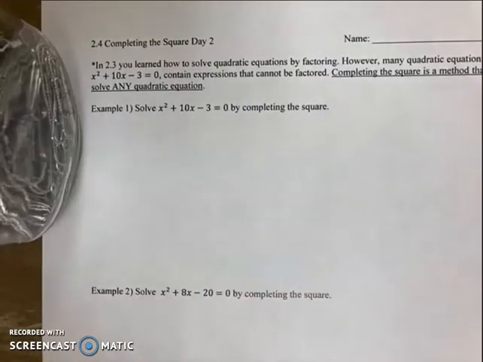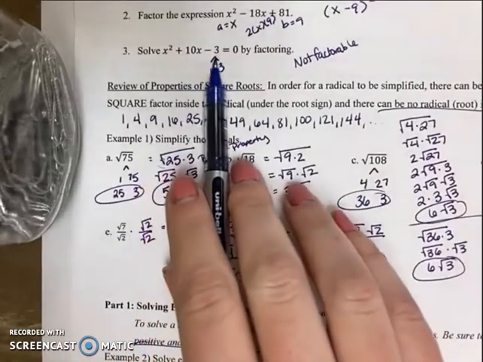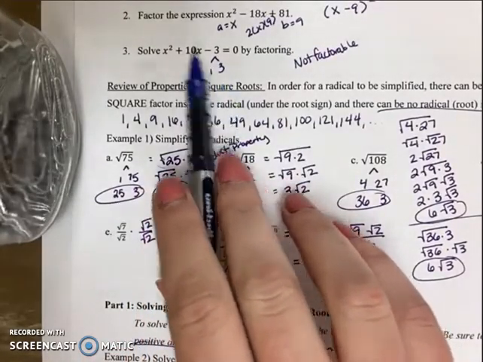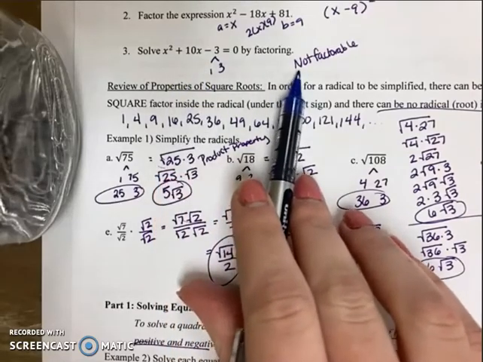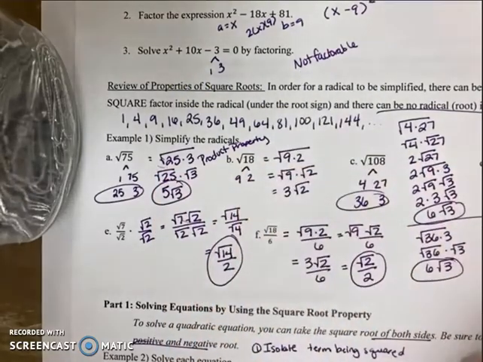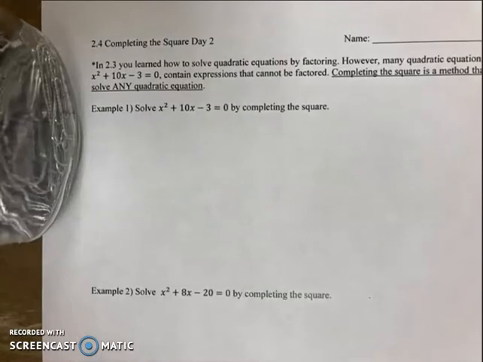So that was actually the warm-up from yesterday's notes. Remember, we said there was no way that the factors of 3 could give us the middle term of 10. So we just said not factorable. We didn't solve for anything. Okay, well, just because it's not factorable doesn't mean that we can't actually solve it by completing the square.